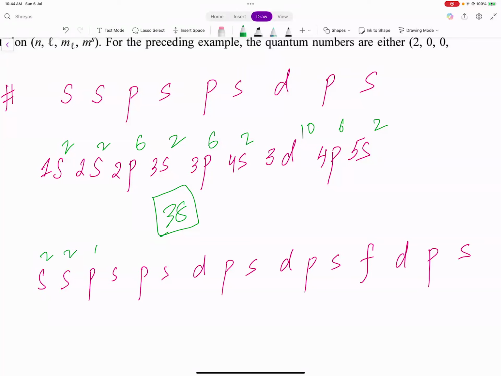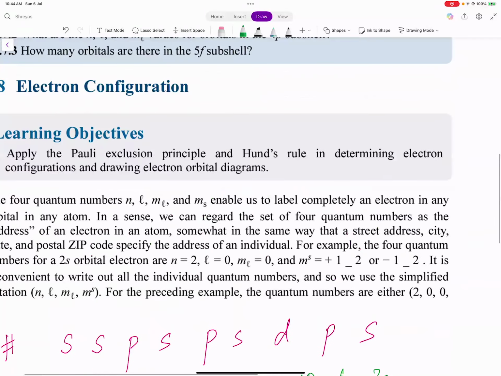2, 4, 6, 10, 12, 18, 20, 30, 36, 38, 48, 54, 56, 70, 80, 86, 88. I think this is enough.